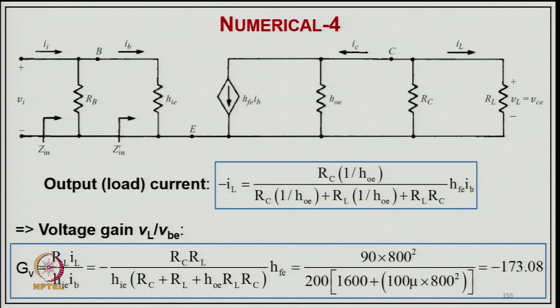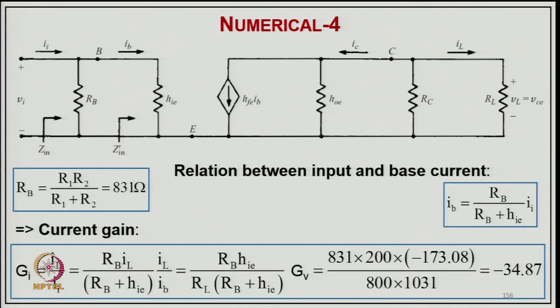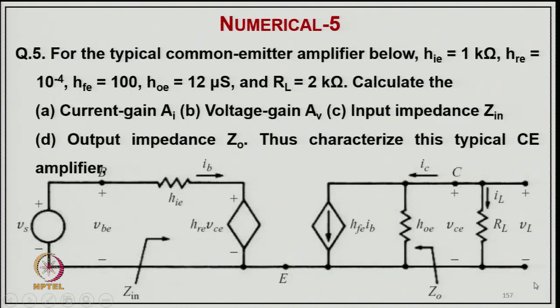So, in this equivalent circuit, putting the value here of this I_L, so you get typically R_L here, and then the voltage gain putting in this equation from here. So you will get, putting all the parameters here including the load resistance, minus 173.08, and again putting the value in I_B all these. So R_B, that biasing, typically comes at 31 ohm, and from this relation you can find out I_B. So current gain I_L upon I_B you can find out from this, putting all values you get minus 34.87.